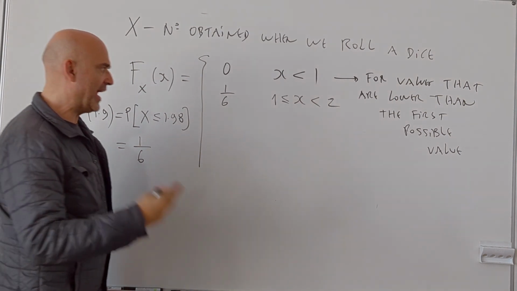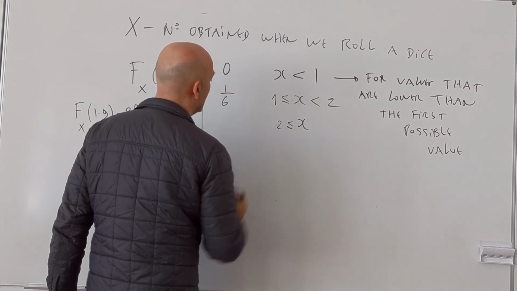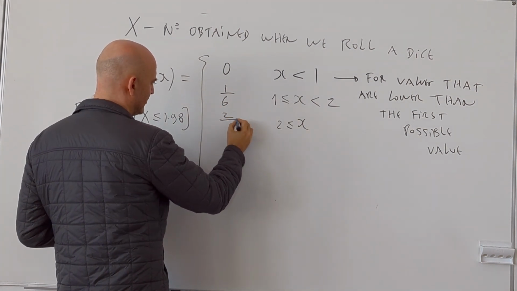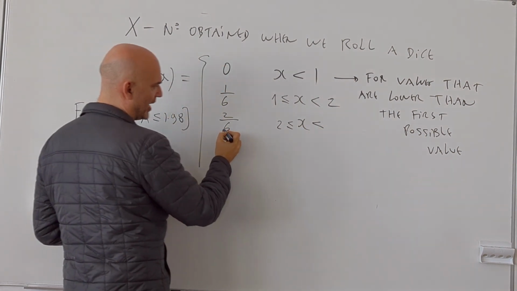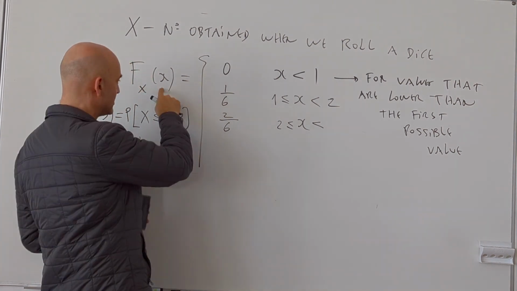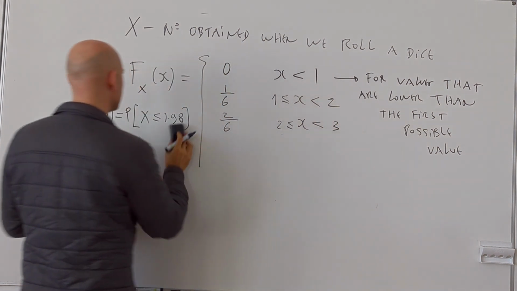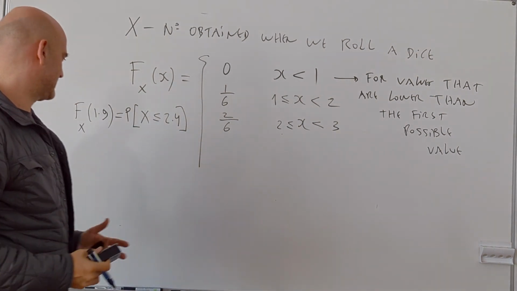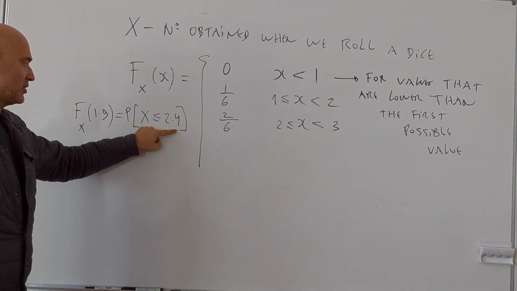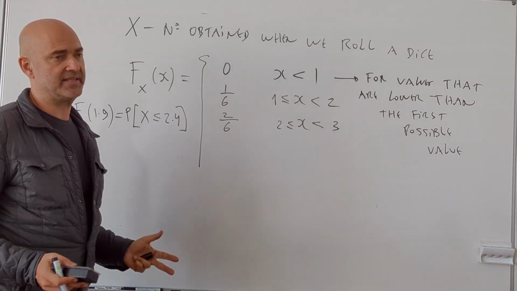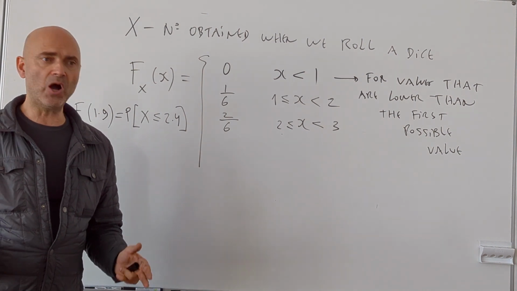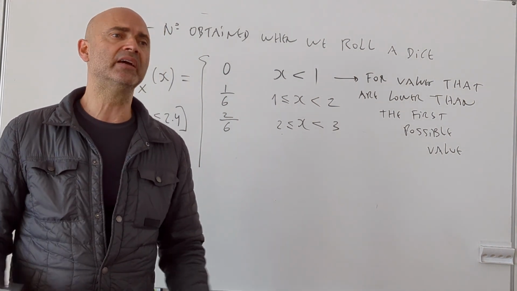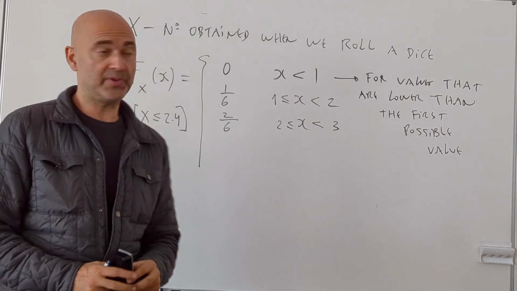Now, when we reach the next possible value, that is 2, what happens? Now we have the probability of the 2 and the 1. So the accumulated probability is 2 divided by 6. And it is 2 divided by 6, the output, when the input in the function is a number between 2 and 3. For example, if I put here 2.4, what is the probability that we get a number equal to 2.4 or lower when we roll the dice? 2.4 is impossible. But lower than 2.4, we can obtain the 1 or the 2. And what is the probability that we obtain 1 or 2? The probability is 2 divided by 6.